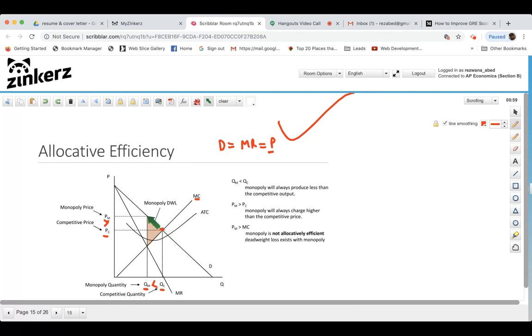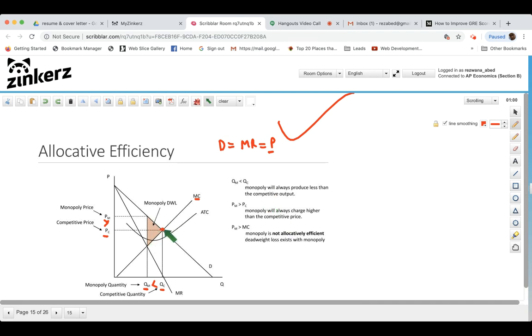This is money or whatever, like welfare, that is not going to anybody. It's gonna be lost. Neither the consumers nor the producers are getting a part of this, and all of this happens because they're not producing at this quantity QC and charging this price PC. They moved away from this quantity, and therefore you're gonna be left with this deadweight loss, this triangle that is just lost to society.